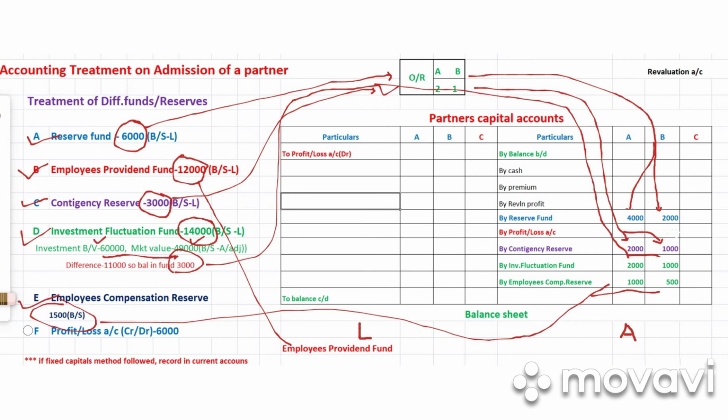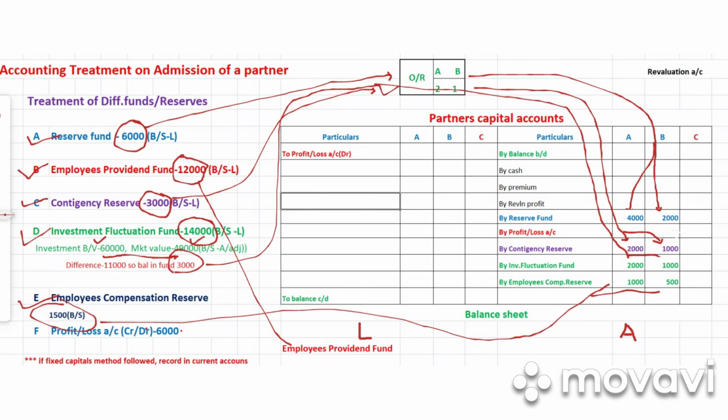That is E. Now the last one, F. Dear students, this is the profit and loss account, debit or credit balance. That means it is a type of accumulated profit which is not distributed. It is there in the balance sheet. It may be on the liability side, or it may be on the asset side also. If it is on the liability side, it is profit. If it is on the asset side, it is a loss, which is considered a fictitious asset.